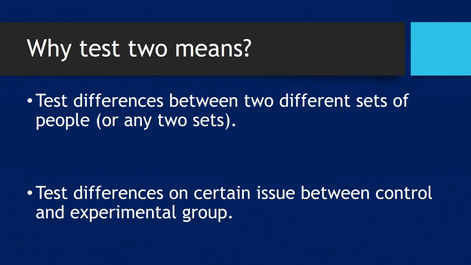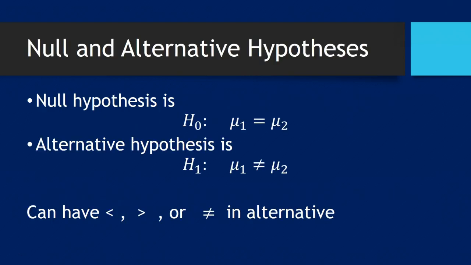A second, and probably just as powerful thing we want to talk about, is we want to test differences on effects of, for instance, control and experimental groups. So we have a control group, we're doing an experimental study. We have a control group, an experimental group, and we want to figure out if there's any effect at all. So there we go.